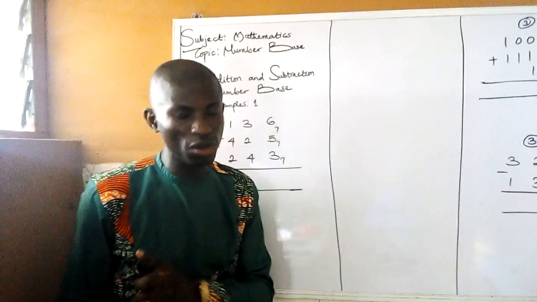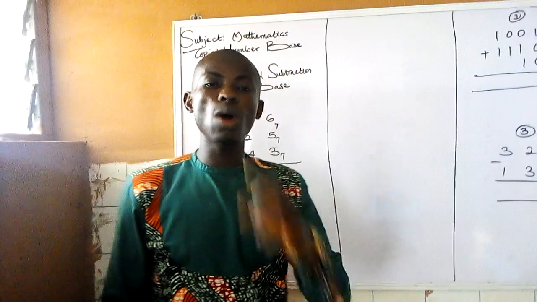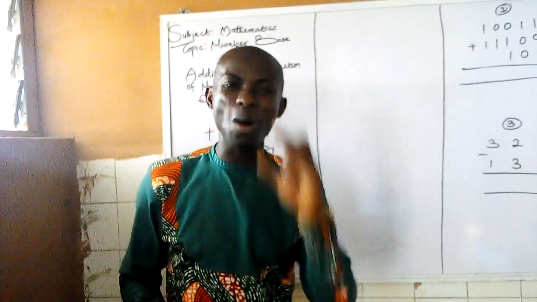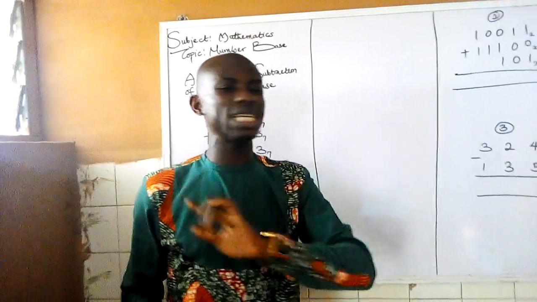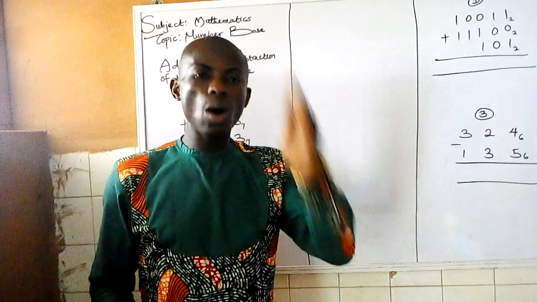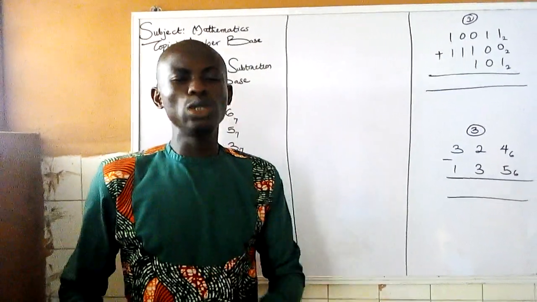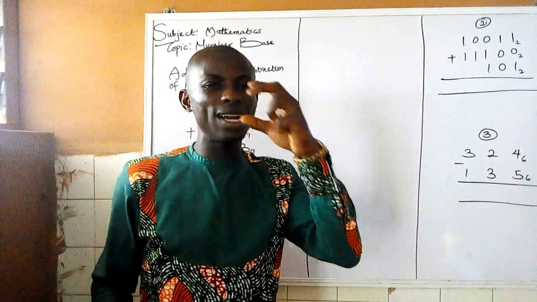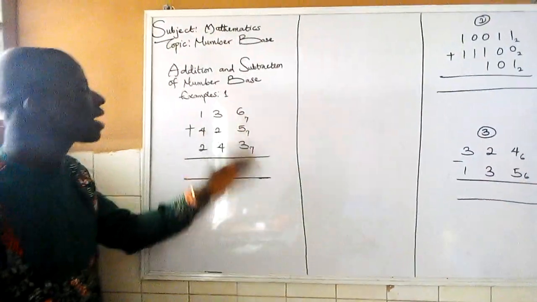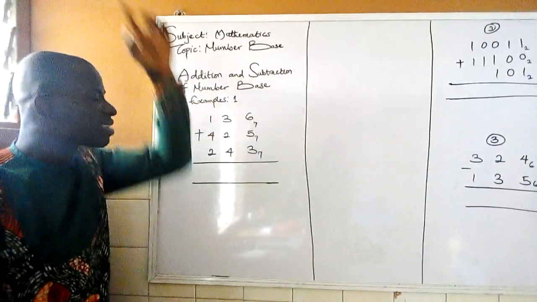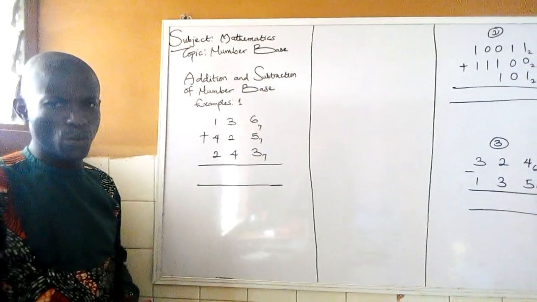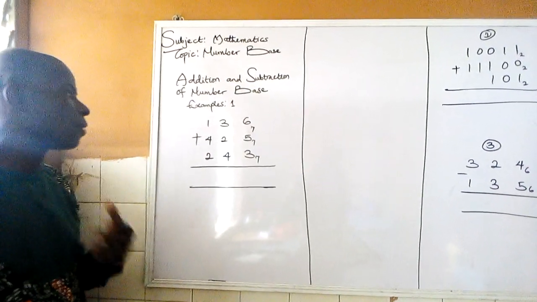Please listen to this one more time. Anytime you are working under number base, please pay attention. You can never get a number equivalent to the base or greater than the base in your answer. For example, if you are working on base 7, you can never see 7 in your final answer or a number greater than 7. Are you paying attention? Let's quickly start now.